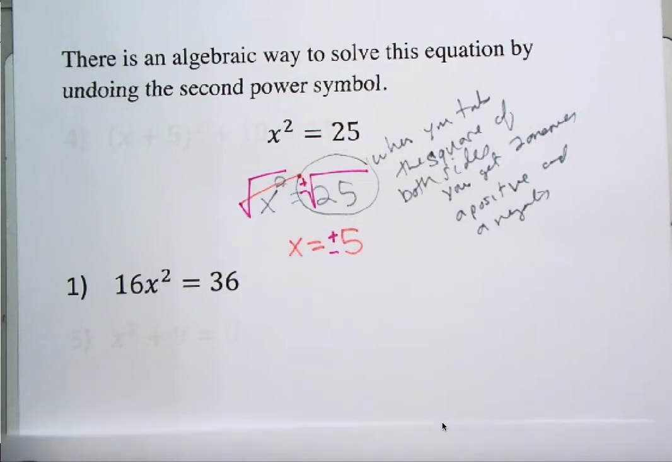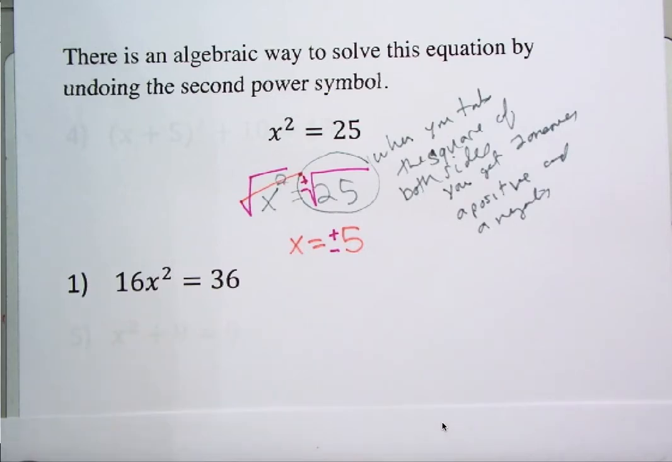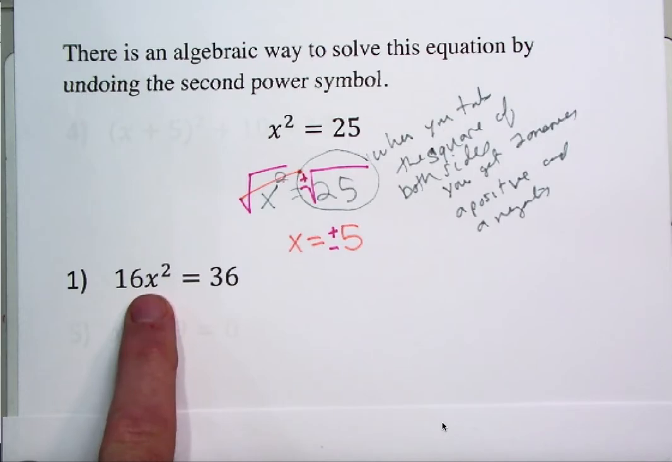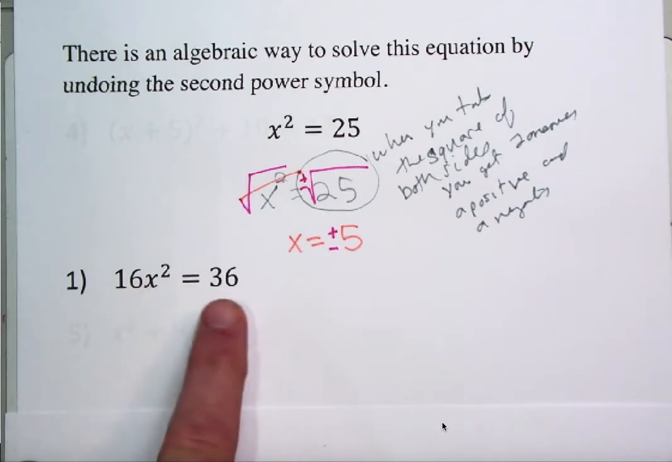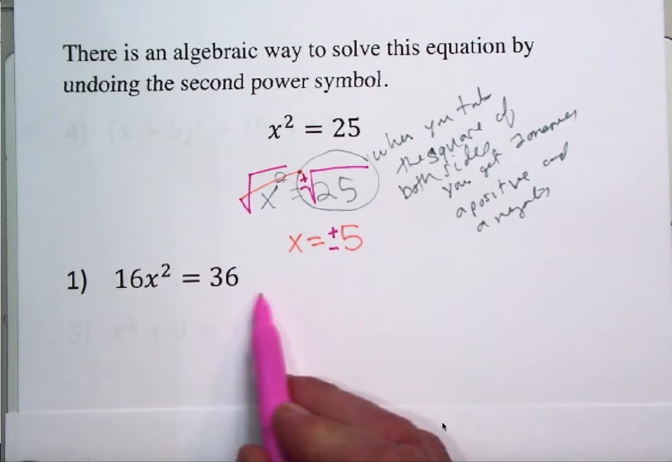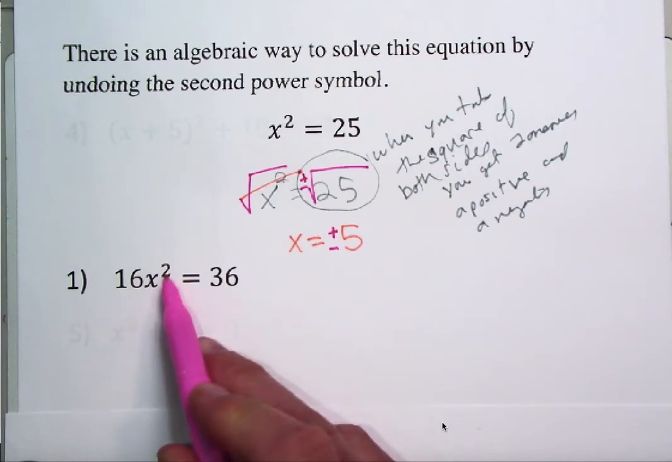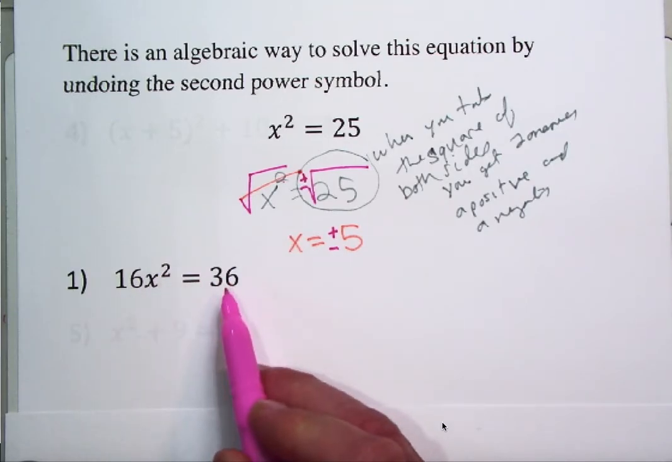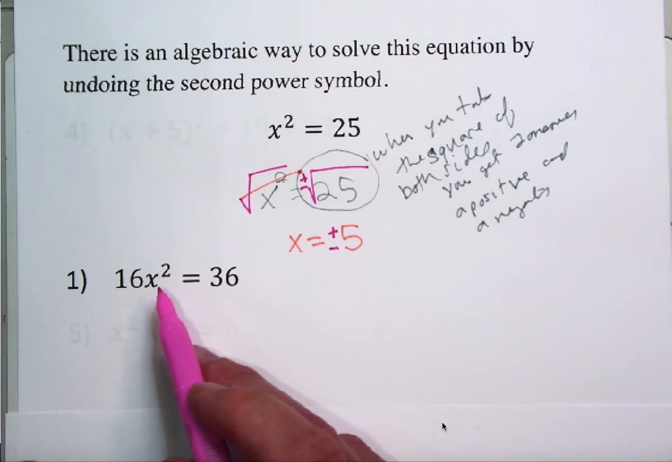Okay, so here's our example. We're not going to set it equal to 0, because if you did, you would notice that there's no b term. You'd only have an ax squared and a c term. If you don't have a b term, you can do this. So we have 16 times x squared equals 36. We're going to solve this for x. Okay.